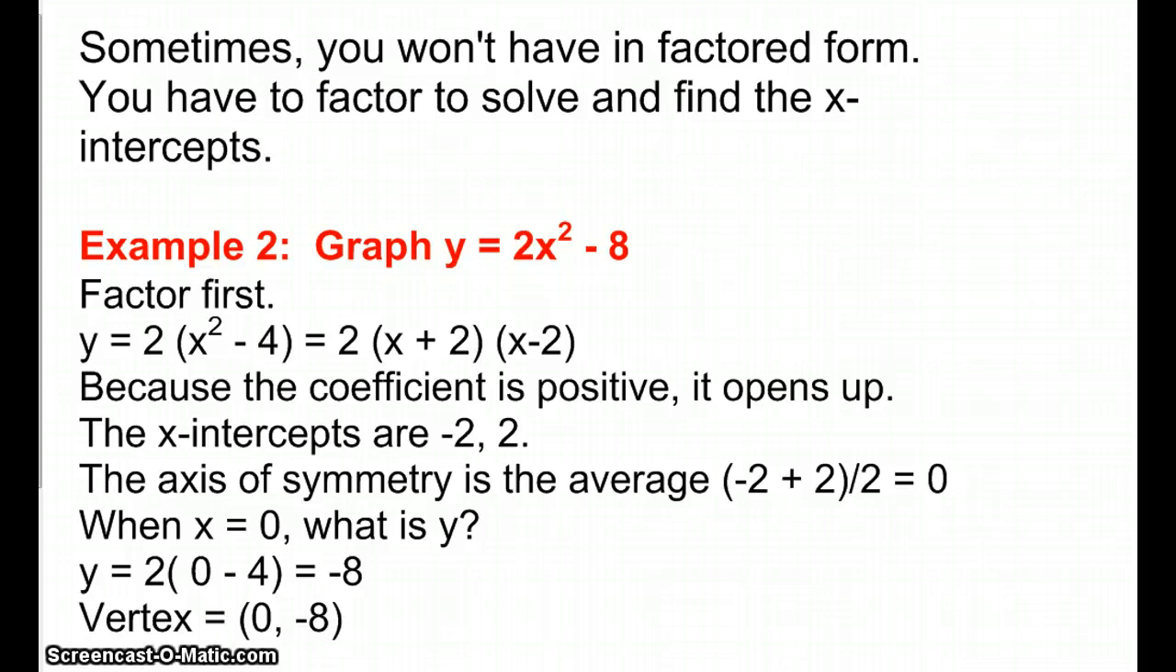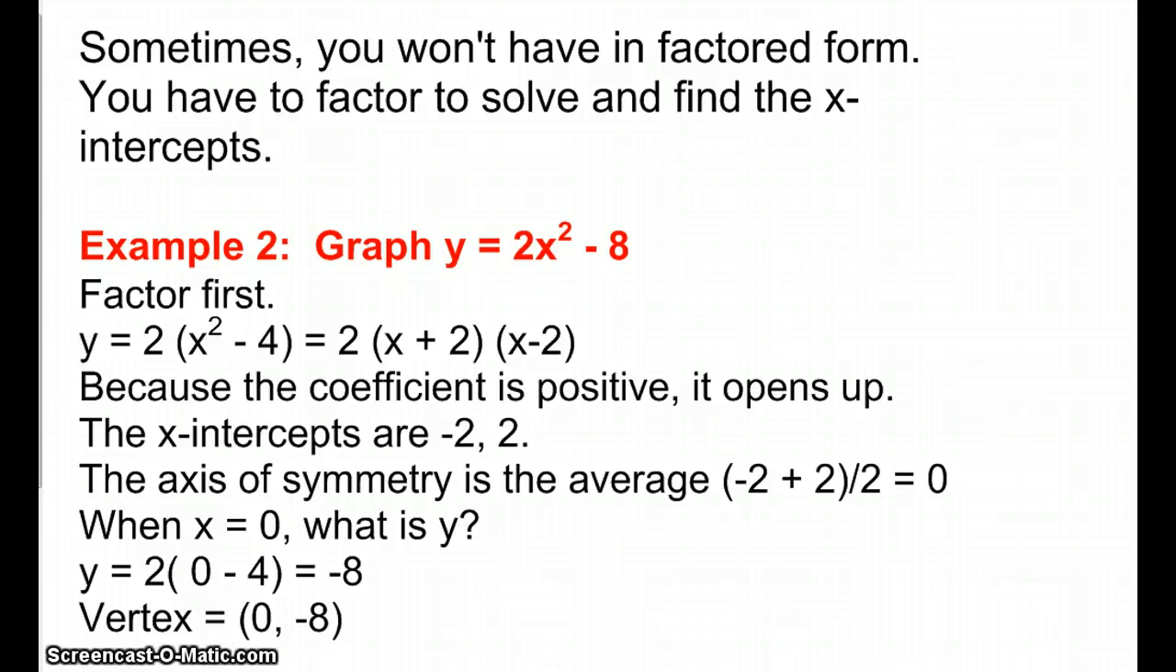So the first thing you need to do is factor it. I'm going to pull out a common factor of 2, so I get y equals 2 times the quantity x squared minus 4. But we recognize right away that x squared minus 4 is the difference of 2 squares. So we're going to break that down into x plus 2 times x minus 2. Now we can solve for the x values. x equals negative 2 and positive 2. Those are the x-intercepts of the parabola.